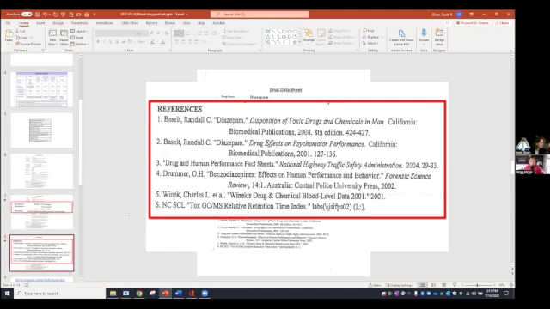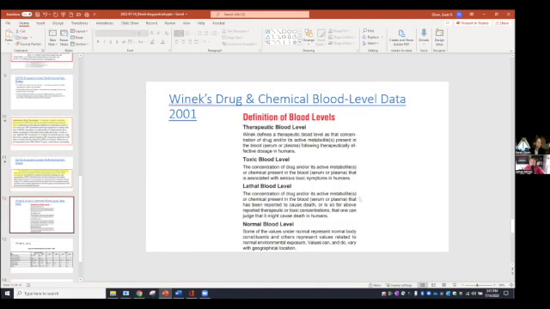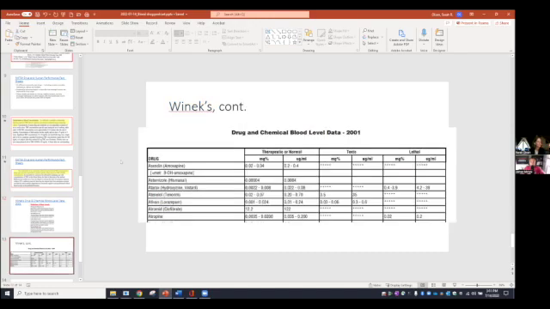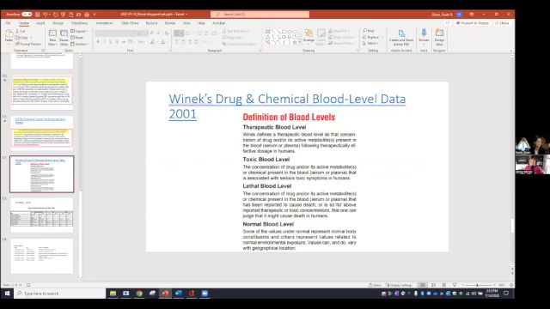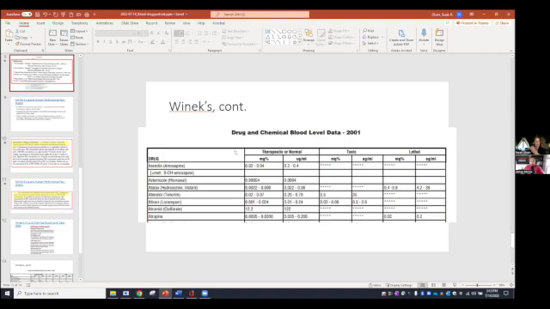So let me just show you Winek. What it does is give a therapeutic, a toxic, and a lethal level for different substances, and it's all in this chart that they've put together. You can get to it if you just Google Winek drug chemical blood level chart. You'll be able to find it online. I can also share these slides with you all. It's of limited utility because the lab doesn't report amounts, but it does at least give you some idea of what a therapeutic amount would be versus a lethal amount. And it's a source that the lab recognizes as a reliable source.